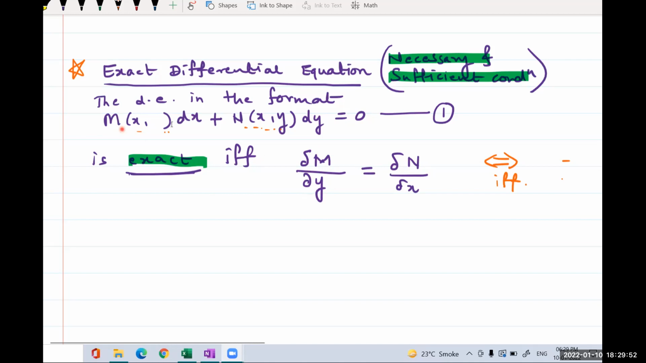Now, if you look at this differential equation, with dx you have some coefficient. The coefficient of dx is partially differentiated with respect to y. And the term which is with dy, that is N of x, y, is partially differentiated with respect to x. And then if those two terms are the same, then your given differential equation is exact. So this is how you check for a given differential equation to be exact.